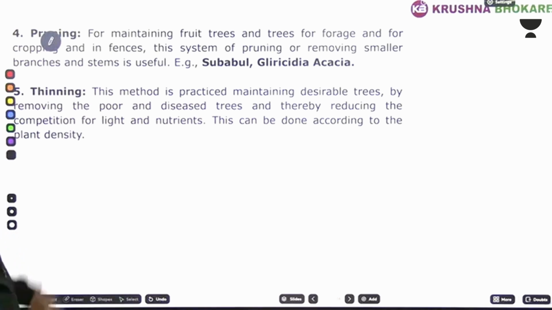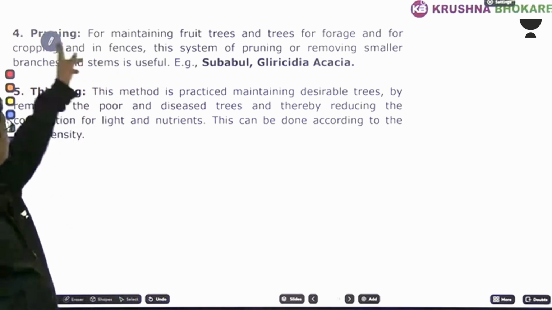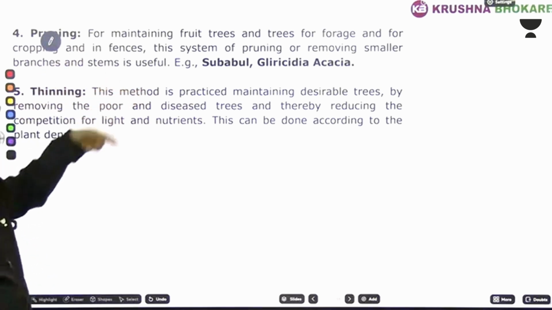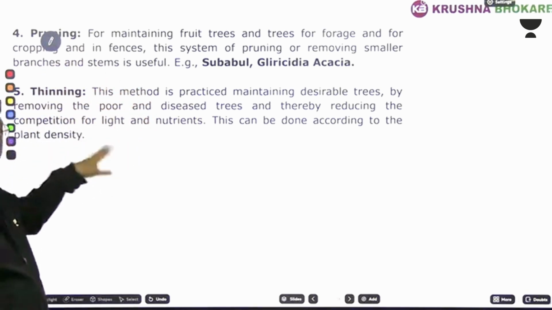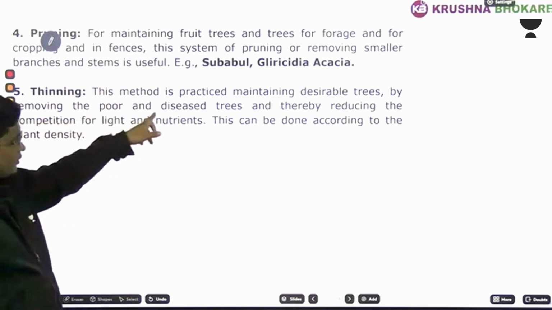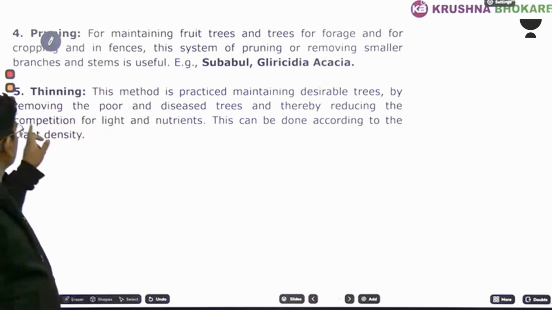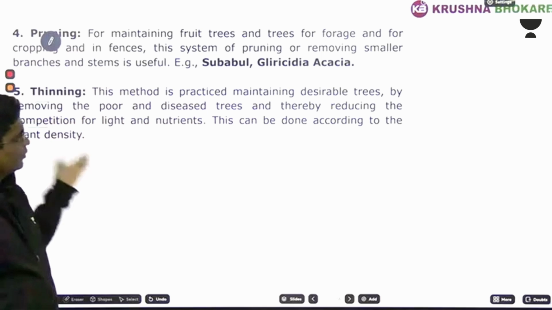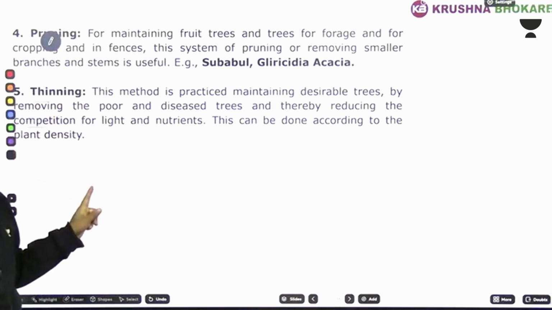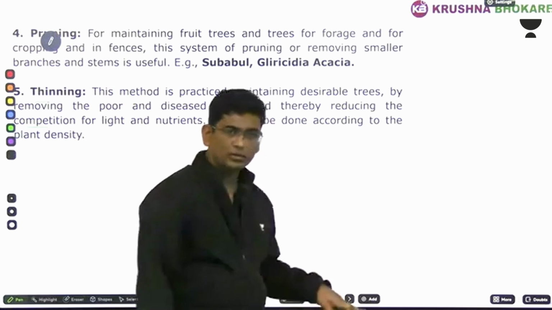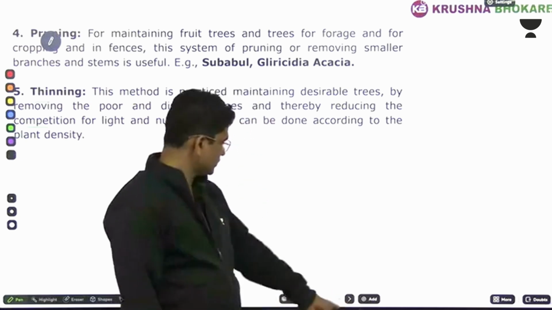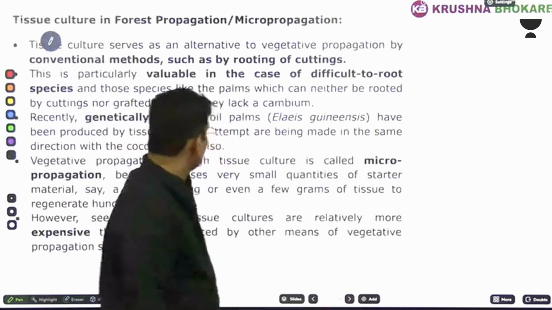This system of removing the smaller branches is called pruning. It is done in Subabul and Gliricidia. Thinning is a method of maintaining the desirable tree, removing the poor and diseased branches, thereby reducing the competition for light. This whole practice is done on forest plants. Mostly it does not happen in natural forest, but in gardens, where they remove such branches.